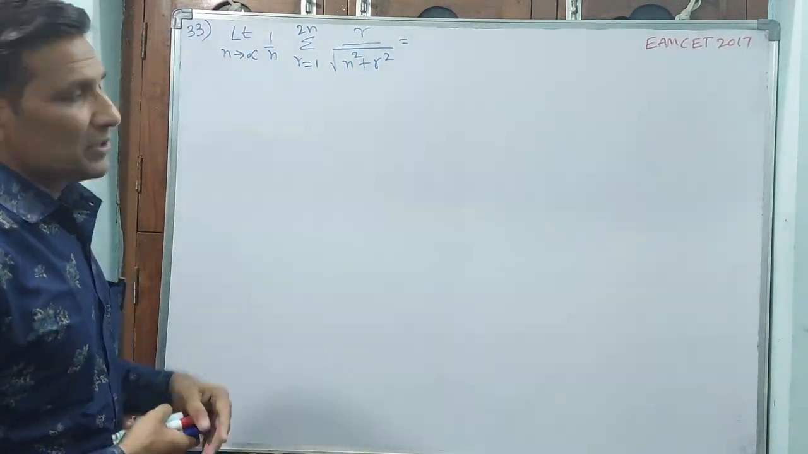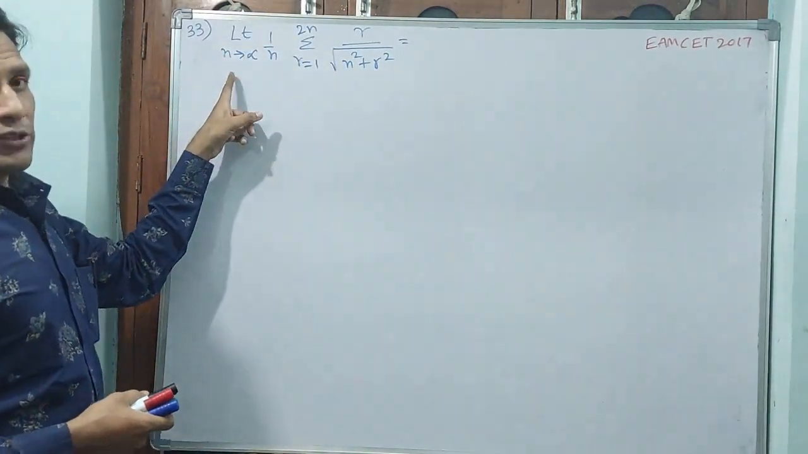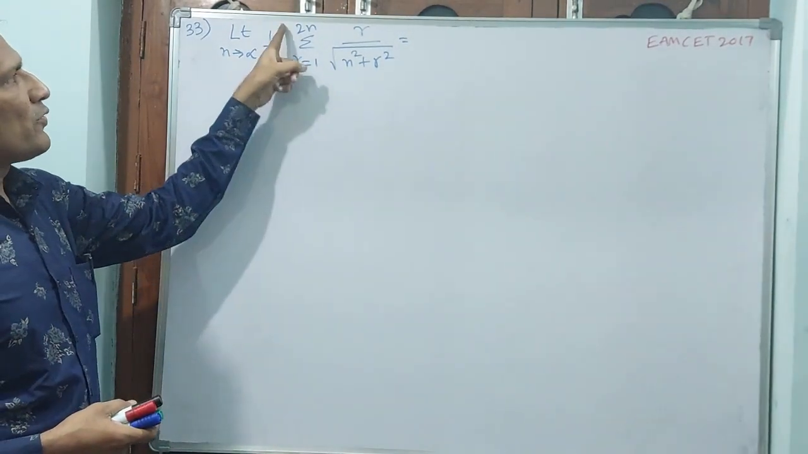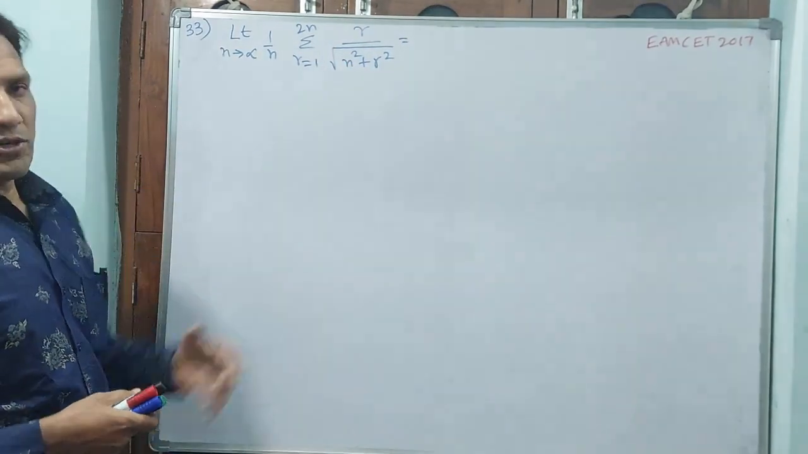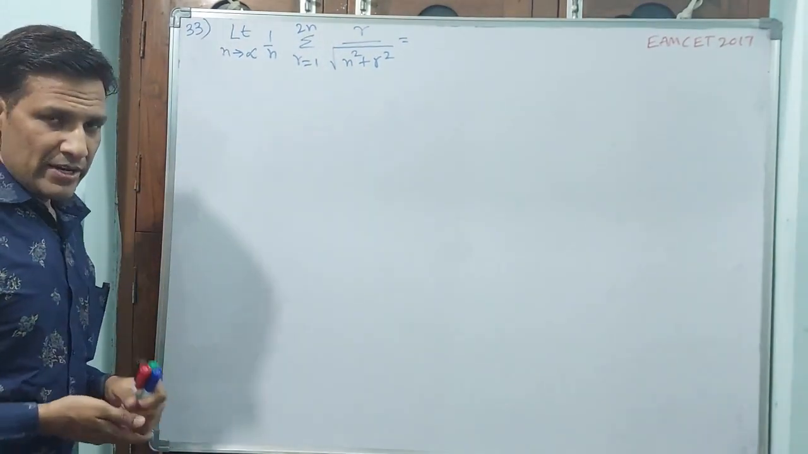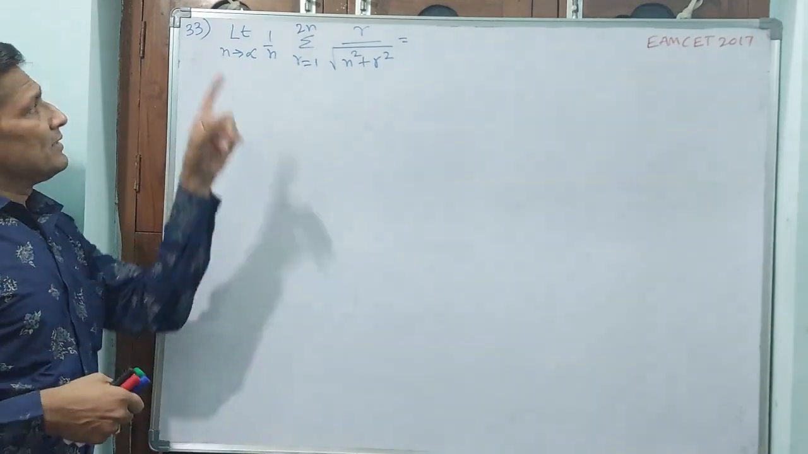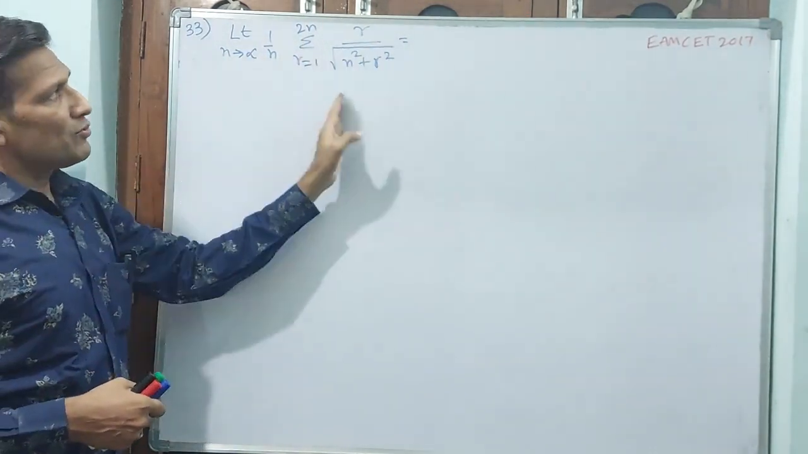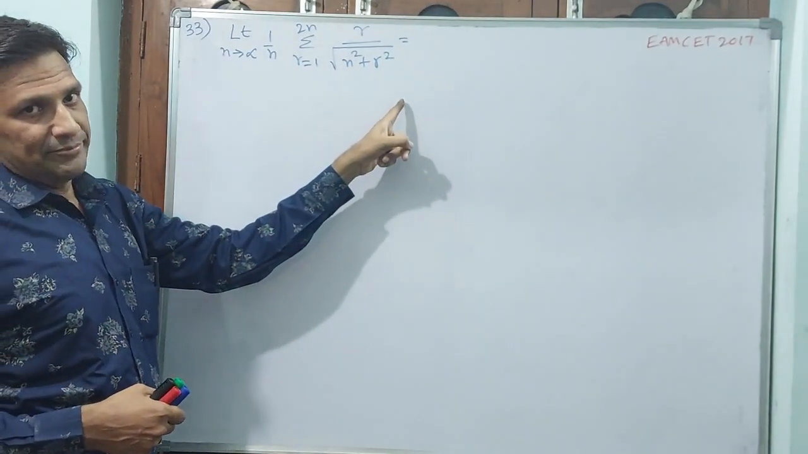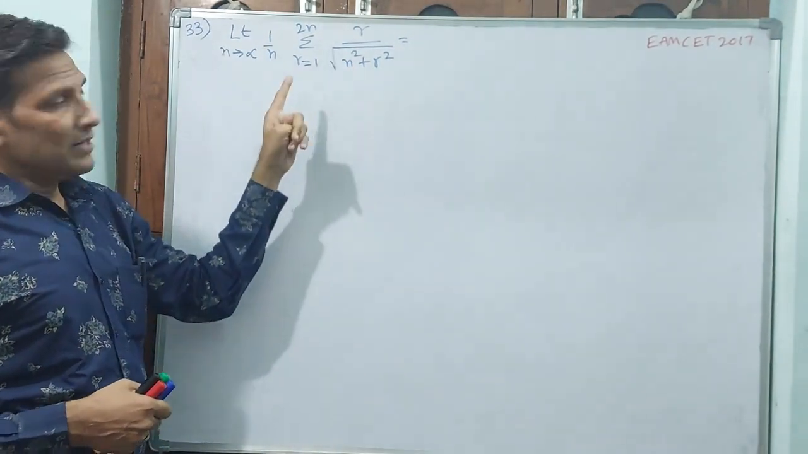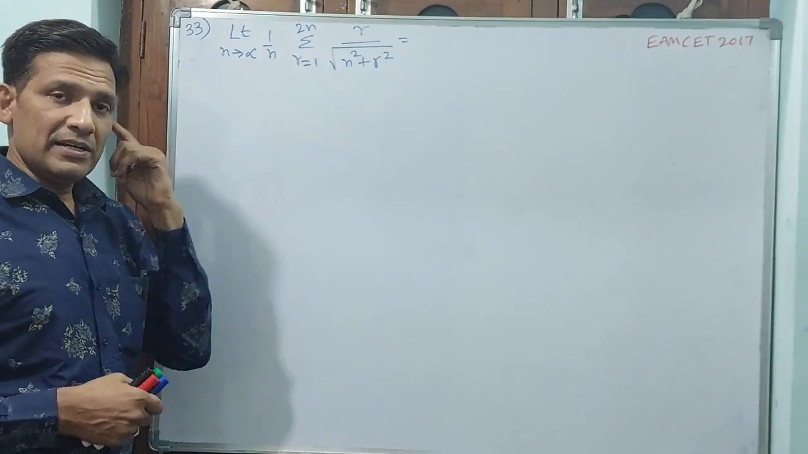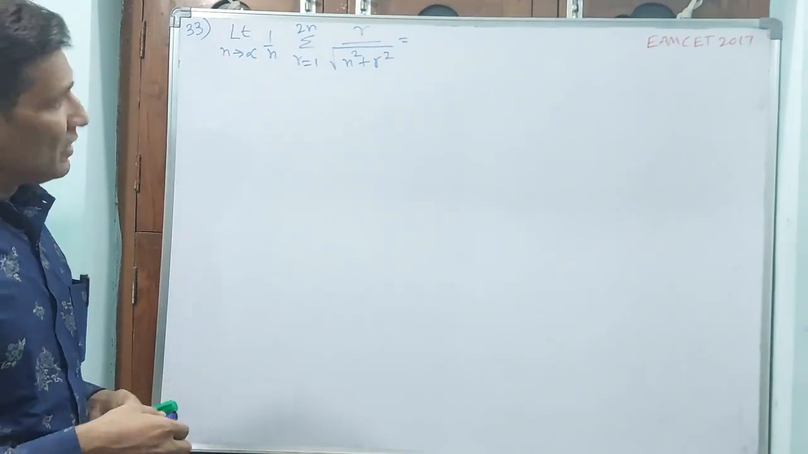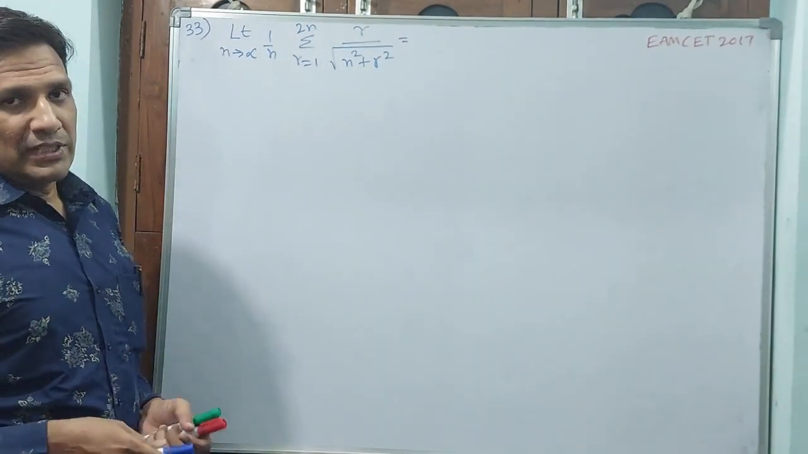Eamcet 2017 question. Limit n tends to infinity 1 by n sigma r is equal to 1 to 2n r by n square plus r square. See, like these questions we have done in earlier class. Limit n tends to infinity 1 by n sigma r is equal to 1 to n. If something comes, r by n we are going to take as x. But here, this is 0 to 1 integral, like that we were doing 0 to 1. Okay, now how to convert this also in that form?